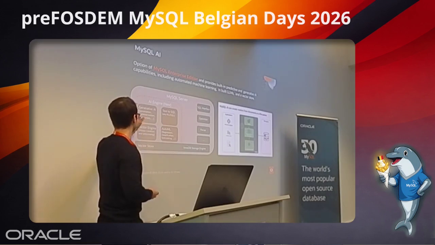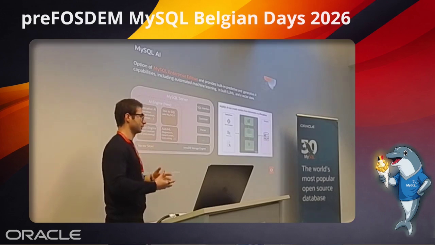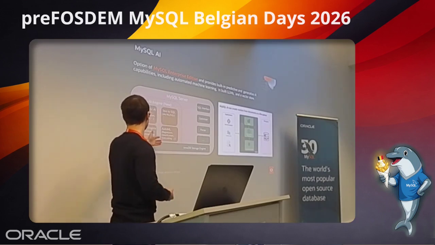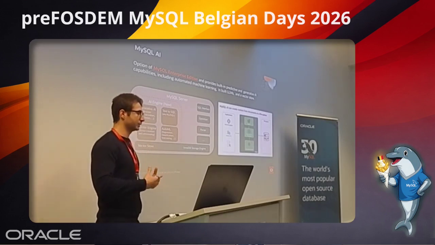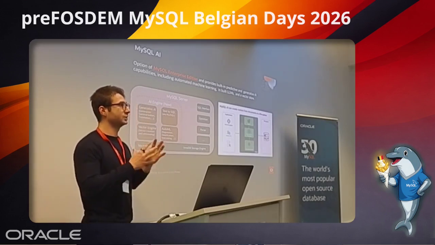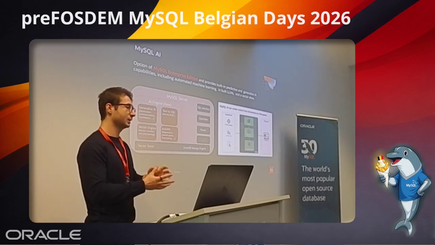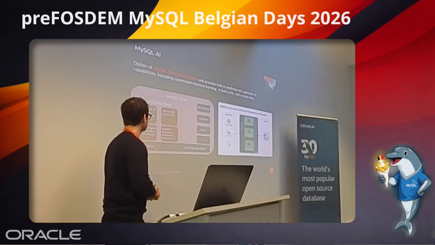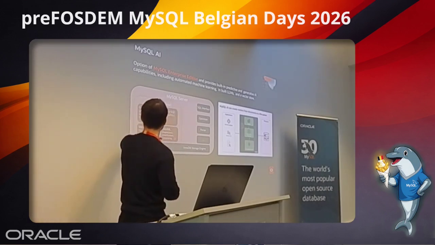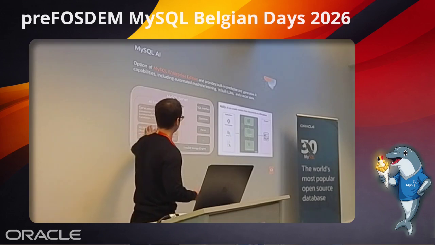We have generative AI capabilities with local LLMs. We have some ML models. We have, most importantly, the vector store. Vector store is a concept that allows you to ingest documents into your database and convert the documents into vectors. I'll give you some examples afterwards. And all of these features are now available for MySQL on-prem.